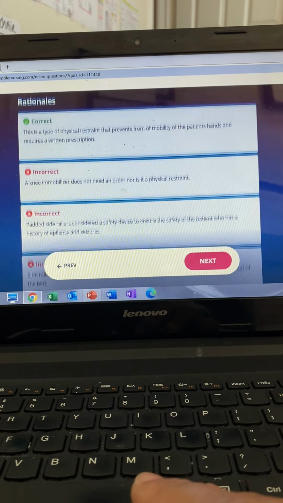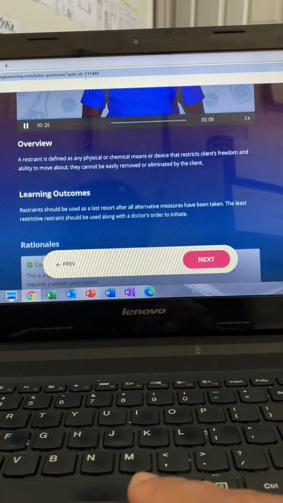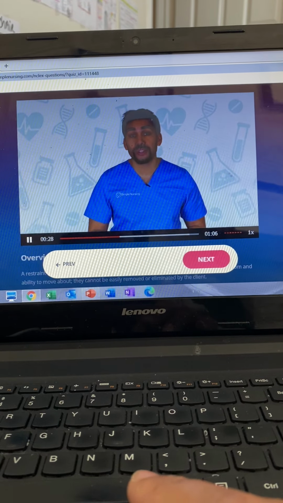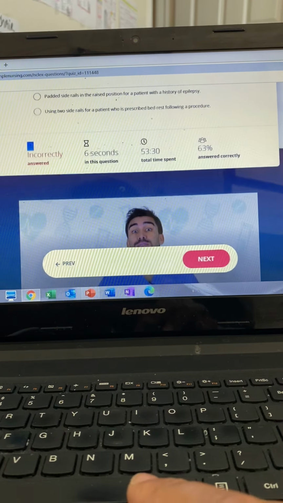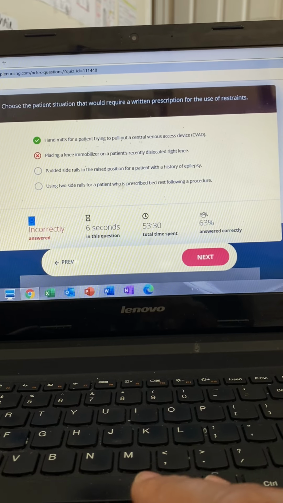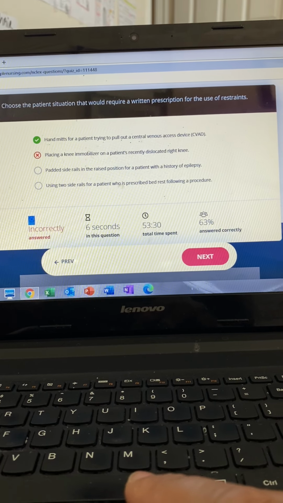So option number 1 is our correct option. Hand mittens are technically a form of restraints. If you guys didn't know that, then please write that down. Big NCLEX tip right there. Now options 2, 3, and 4 are incorrect here.